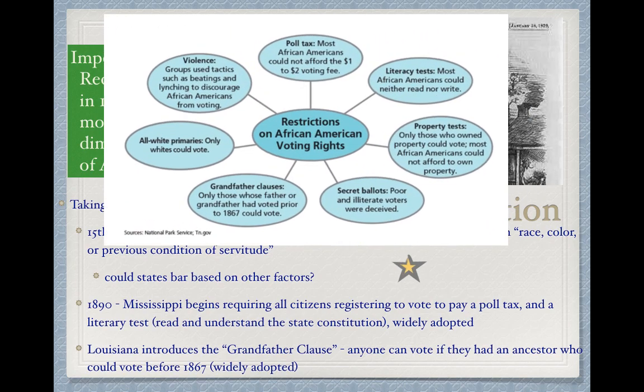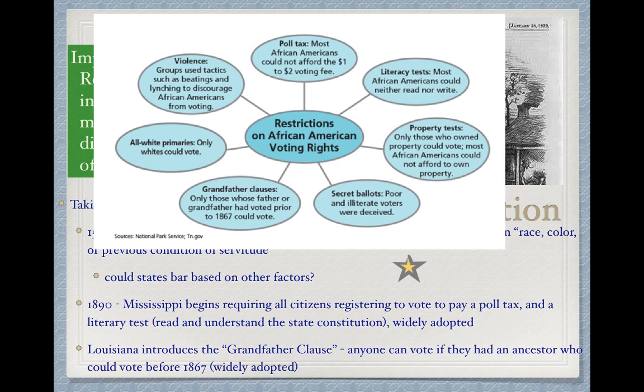And this is a little chart here that's going to help us understand how Southern states imposed restrictions on African American voting rights. They used violence, they used poll taxes, literacy tests, property tests, secret ballots, grandfather clauses, and all-white primaries. So only whites could vote in the primaries, but everyone potentially who passed those other tests could vote in the general election.